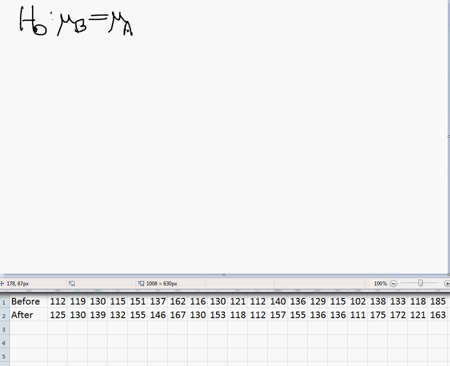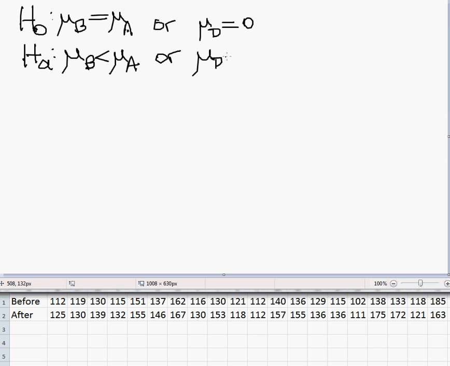And the alternative hypothesis would be that the before weight is less than the after weight. We have suspicion to think that the before might be less than the after, and so we use a less than sign. If I write this in terms of a difference, this would be that the difference is 0. And for this one, it would be that the difference is less than 0.